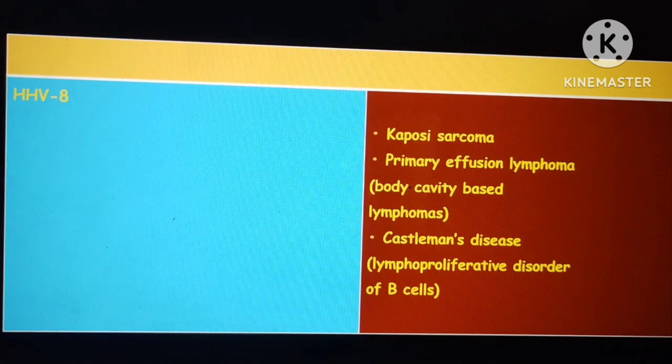So coming to Kaposi sarcoma, it is caused by HHV8. And it also causes primary effusion lymphoma, that is a body cavity based lymphoma, and Castleman disease, that is a lymphoproliferative disorder.